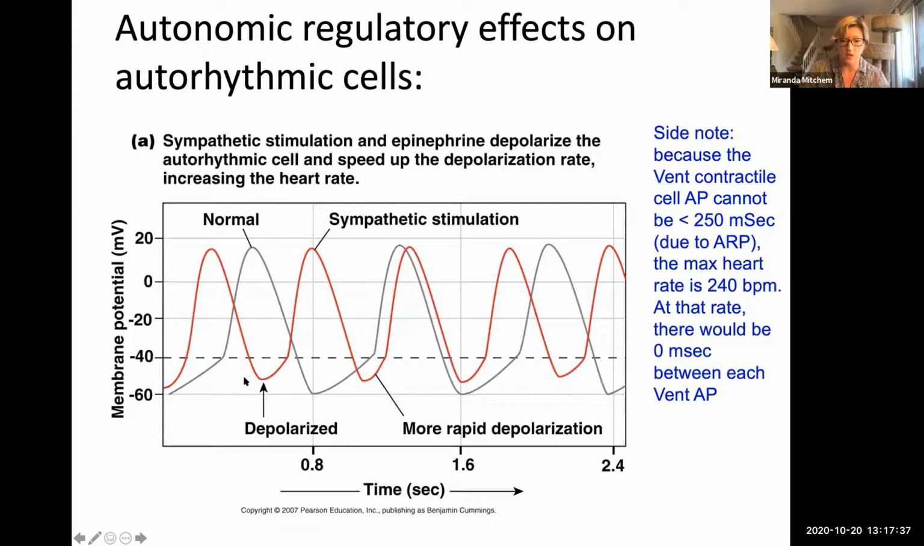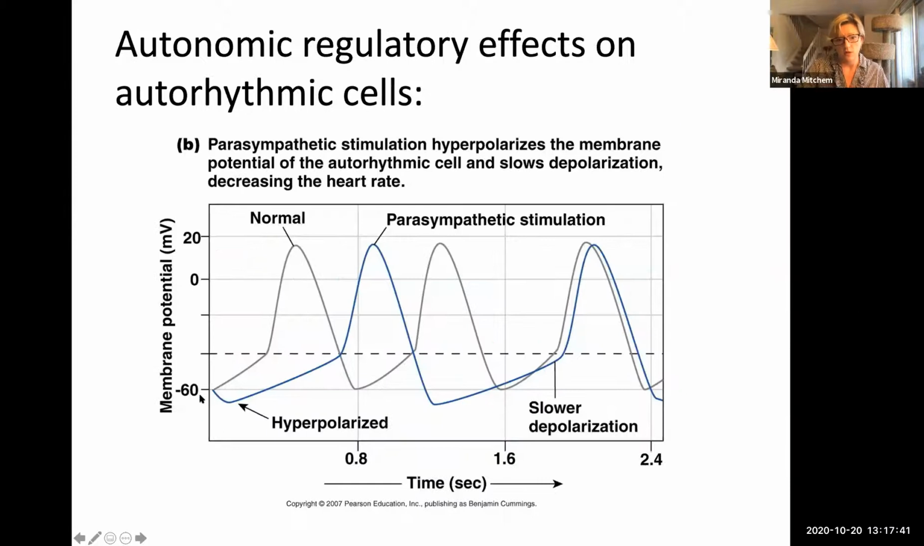So with our sympathetic stimulation, we had a shorter period to go to threshold. Under parasympathetic, it's longer. We're below that resting value of -60. And look how much time it takes to get to threshold. So that's why it's slower. So parasympathetic stimulation does hyperpolarize the membrane potential of the autorhythmic cell. This is autorhythmic.